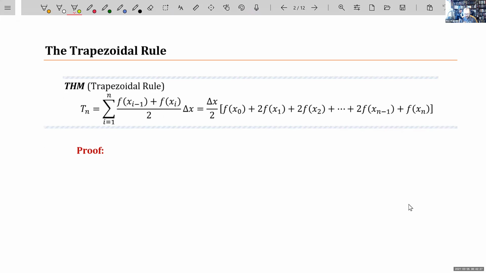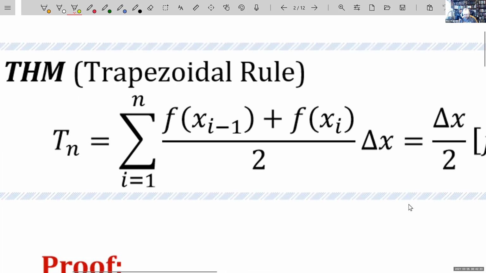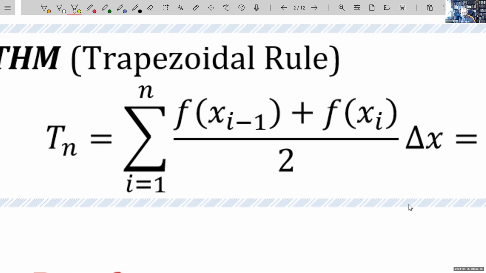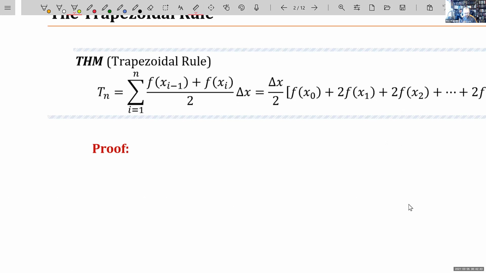I'll zoom out. This is the trapezoidal rule. This is how you compute it. The trapezoidal rule is essentially, not just essentially, it's averaging the y values for your slice. Let me show you this visually because I think it's much better.